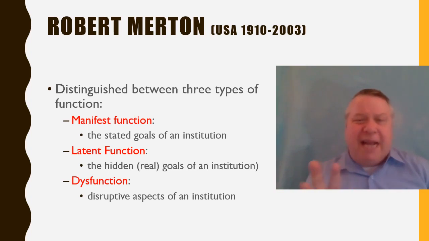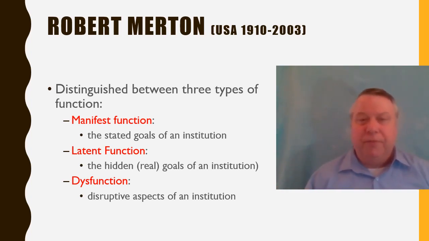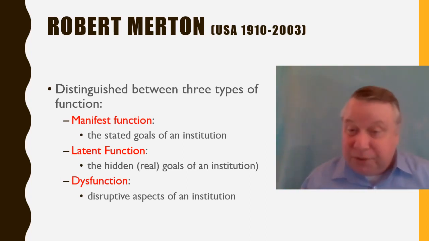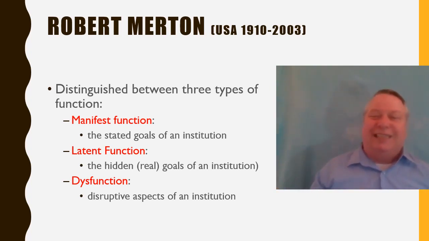So the manifest function, when manifest, that means something stated. So the manifest functions are the stated goals of an institution. But every institution also has hidden goals. Sometimes those are the real goals. Right? And then also, he said, there may be dysfunctions. And this is ways in which an institution may be doing something wrong.